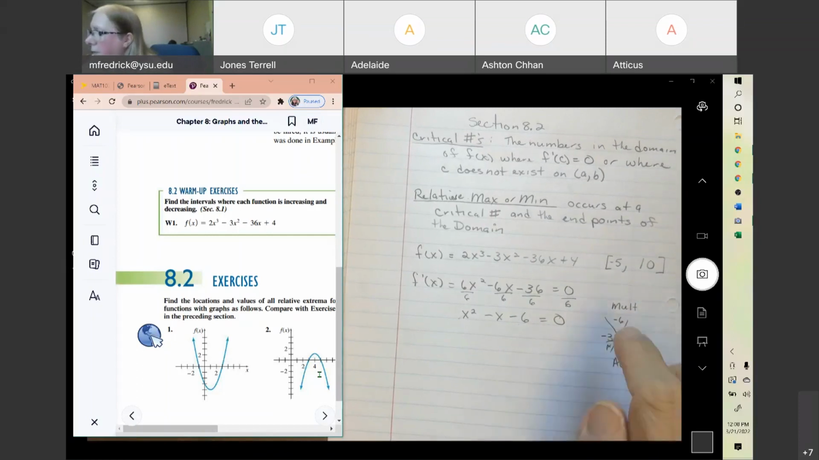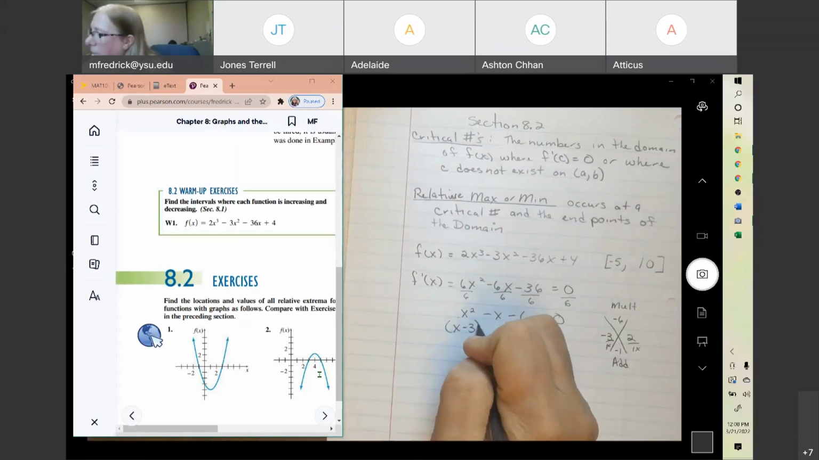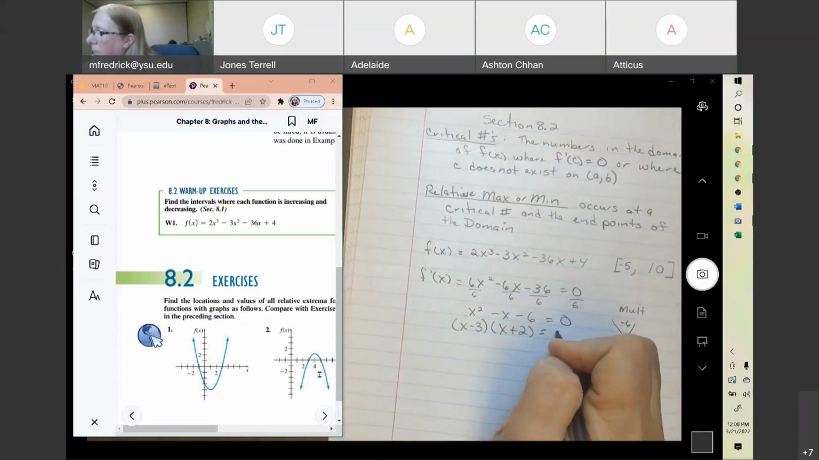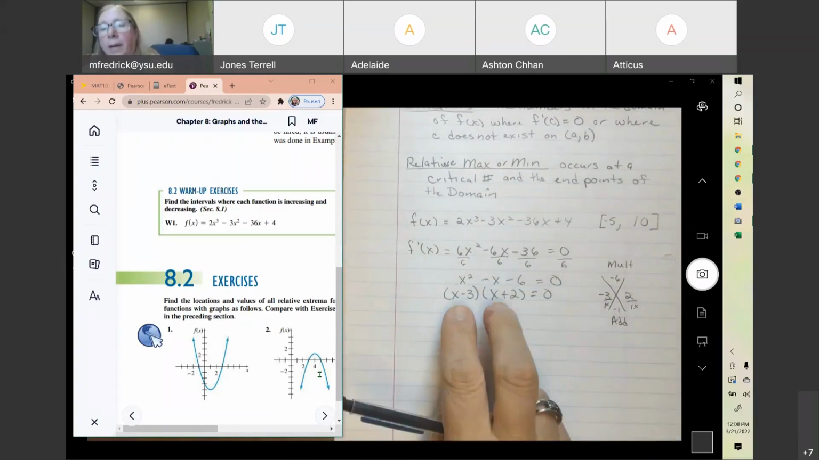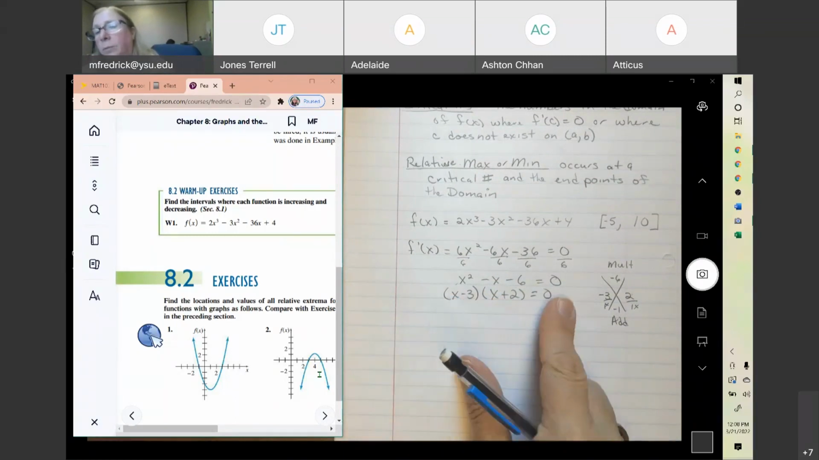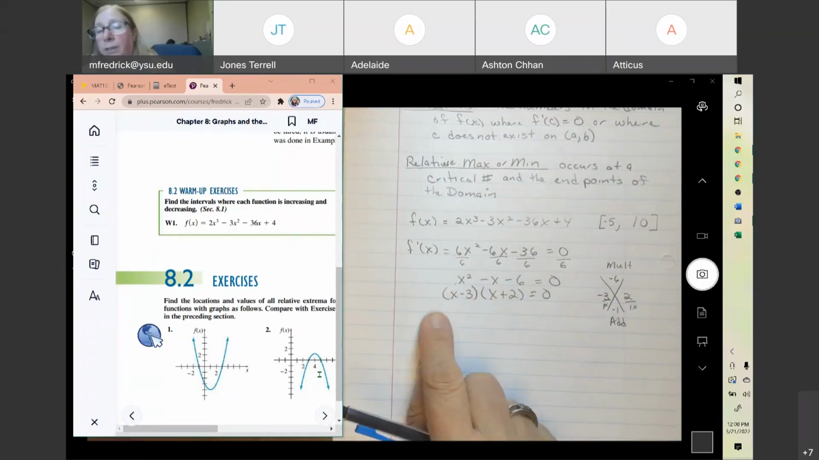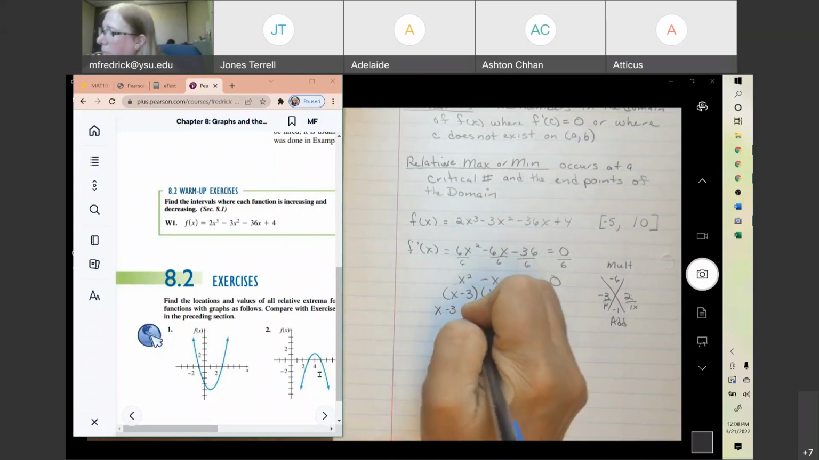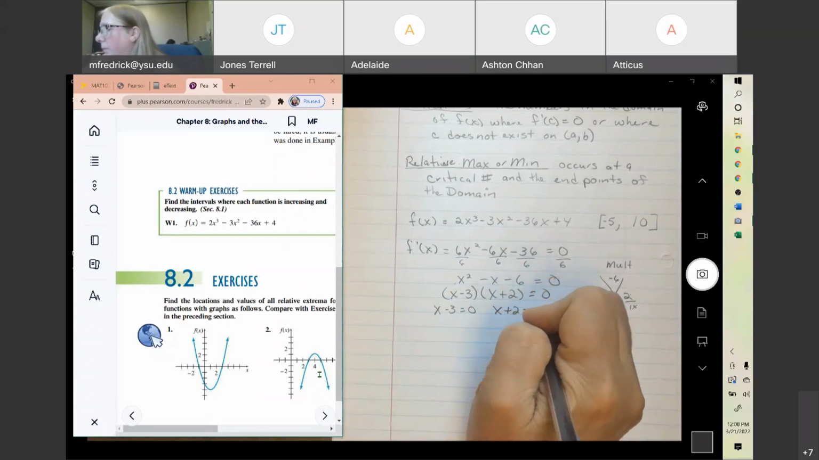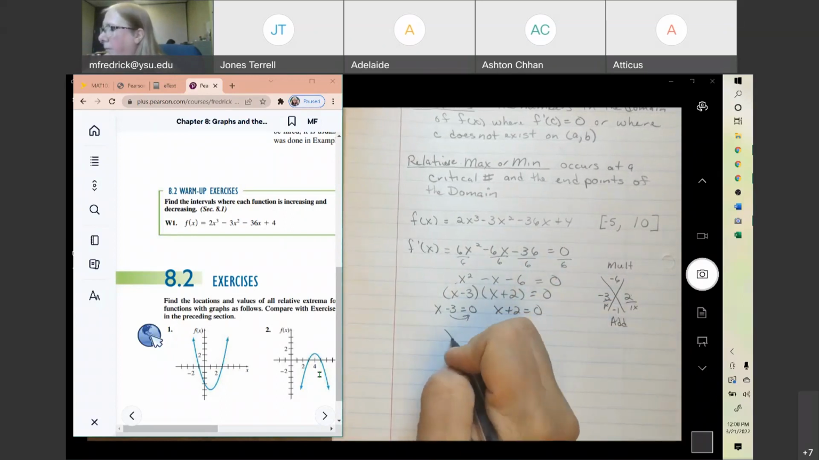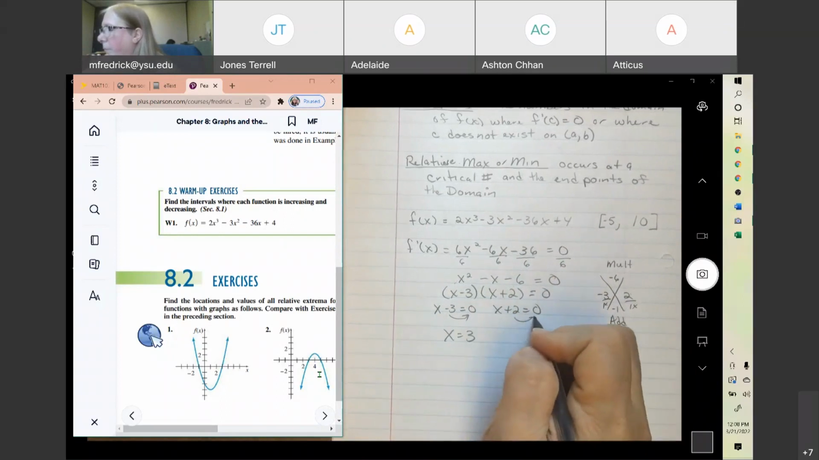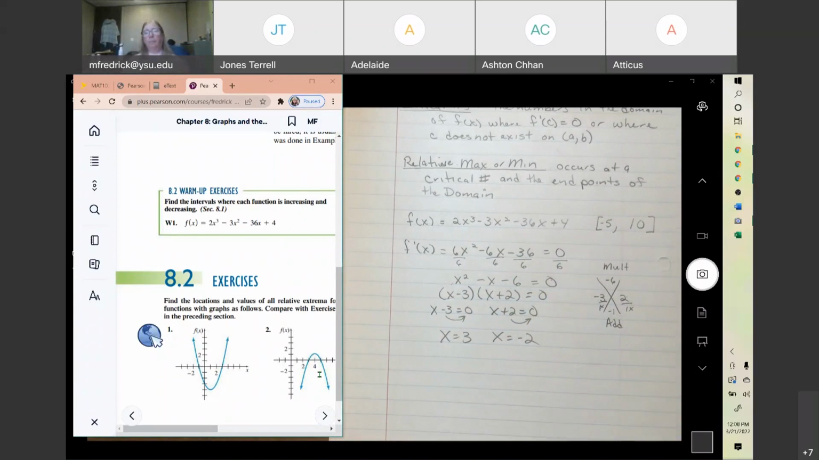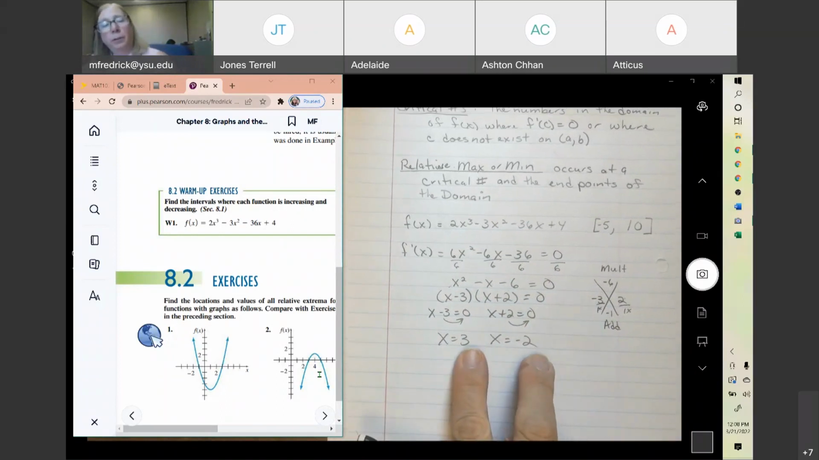So it's x minus 3 and x plus 2. If you have quantities multiplied together that equal 0, then one of those quantities has to equal 0. So you can set each of them equal to 0. Add the 3. And subtract the 2. So we have two critical numbers.